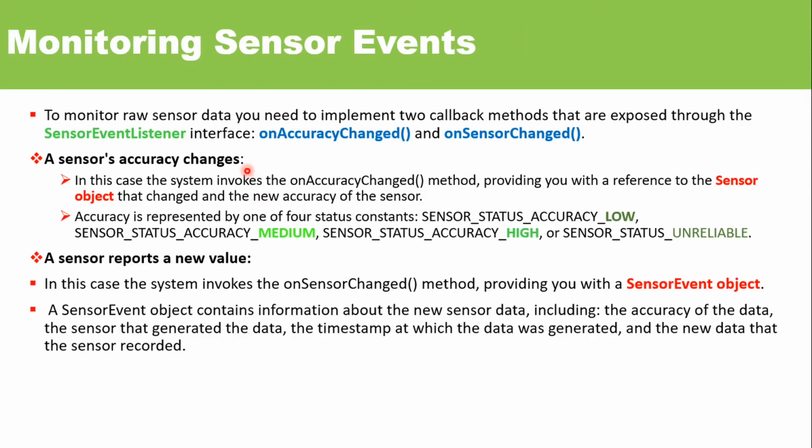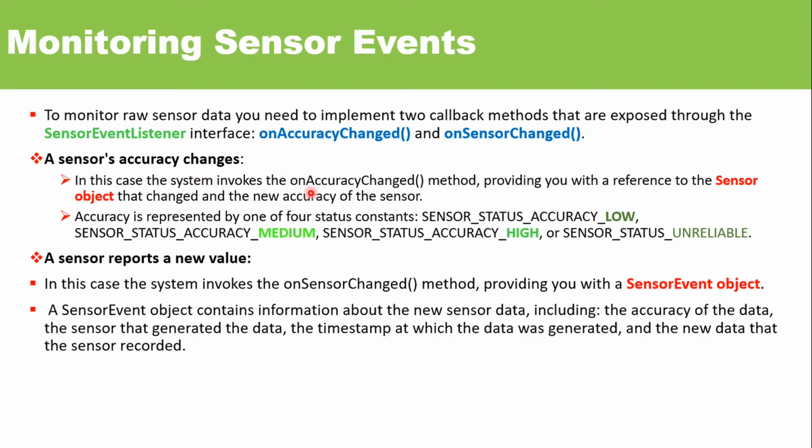Now moving on to sensor events. To monitor raw sensor data, you need to implement two callback methods that are exposed through the SensorEventListener interface. These two callback methods are onAccuracyChanged and onSensorChanged. Firstly, when a sensor's accuracy changes, this method, onAccuracyChanged, will be invoked.